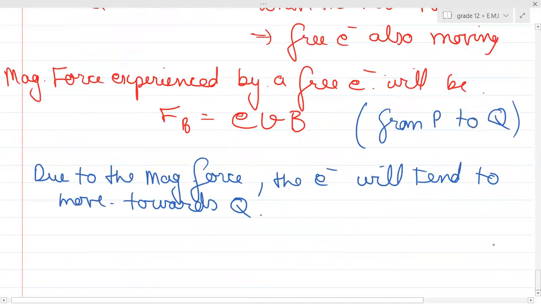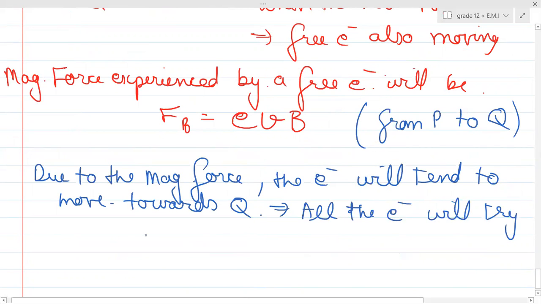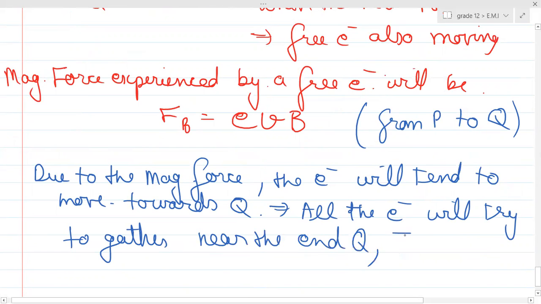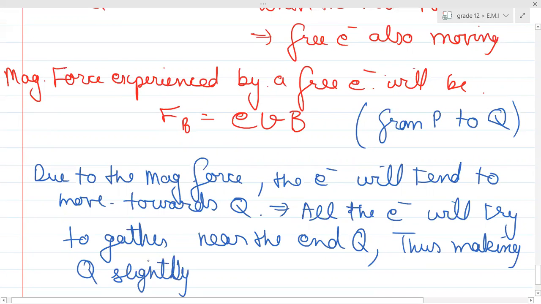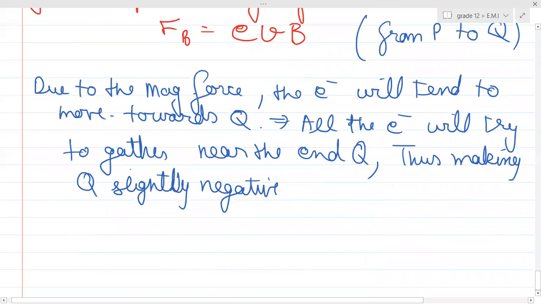If the electrons tend to move towards Q, that implies all the electrons will try to gather near the end Q, thus making Q slightly negative. Yes or no? Since there will be a shift of charge, Q will be slightly negative and P will become slightly positive, right?